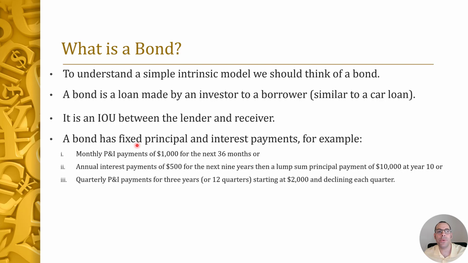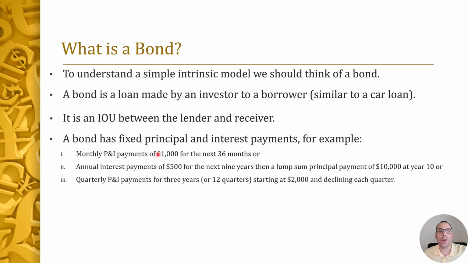A bond has predetermined fixed principal and interest payments. Because there's no guaranteed future payments on a stock. Even if a stock pays a dividend, there's no guarantee they will keep paying that dividend. But a bond is guaranteed. The only risk for a bond is the lender defaults. But if the lender doesn't default, you're pretty much guaranteed your payments in the future.